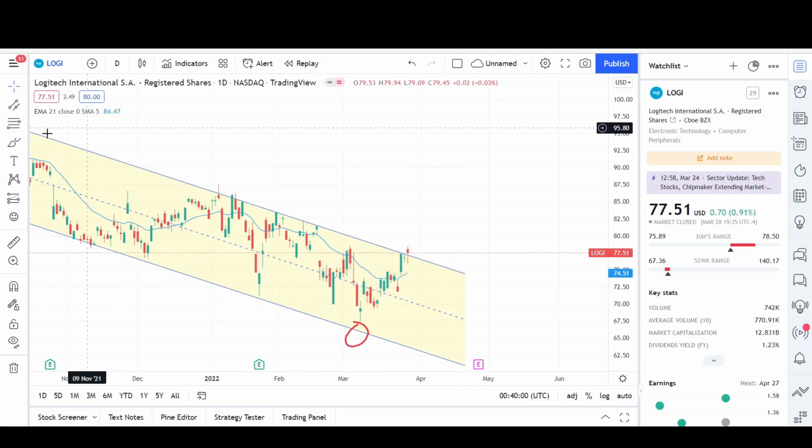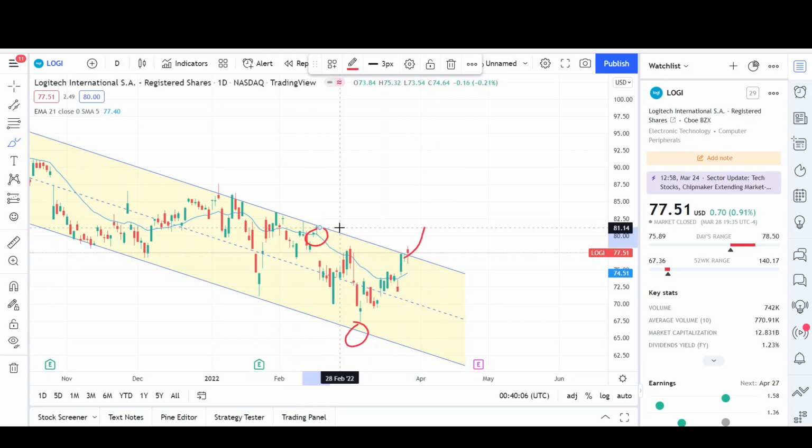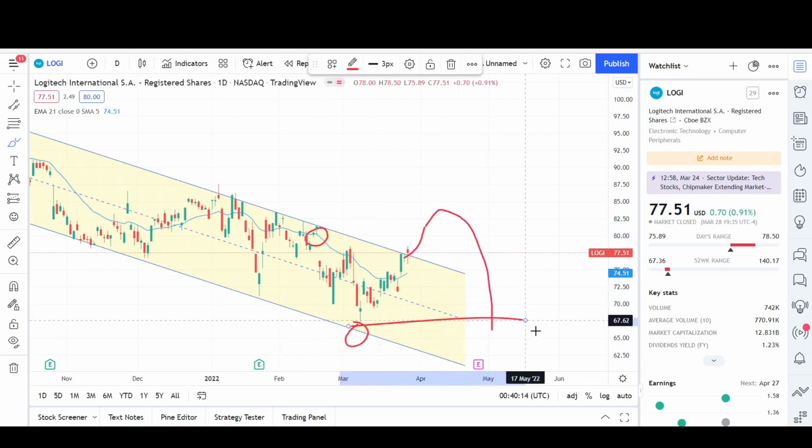So what I think is going to happen is some type of pattern like this where we can go up a little bit higher, maybe to completely fill in this gap back here at the 81.14 level. And then once we fill in the gap, we might push up a little bit higher and then finally go back down to the low or even make a new one. So that's the pattern I see playing out.